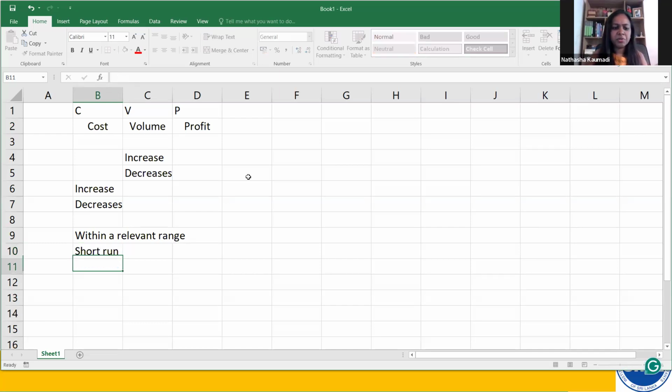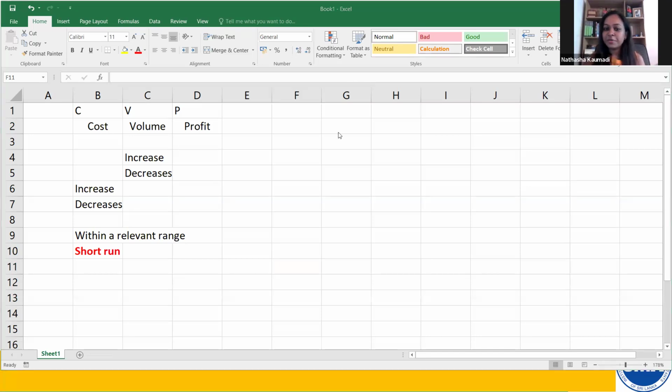What do you mean by short run? What's the time period covered within short run? Are you guys still sleeping, or is it very boring? You have learned this before? What do you mean by short run? More than 12 months or less than 12 months?